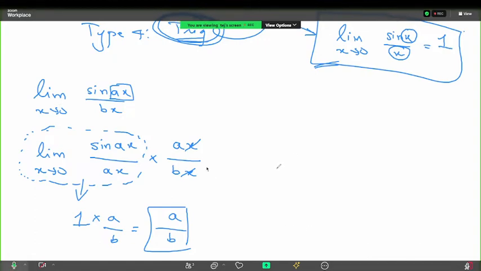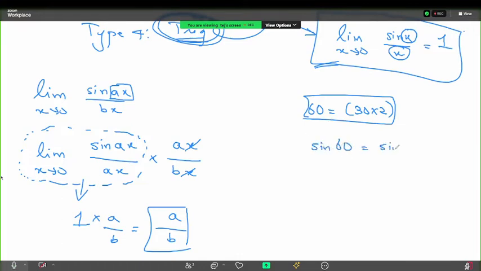Question, sin ax by bx, no? Can't you group sin x by x and a by b differently and change sin x? Okay, one second, wait. Is this correct? Sin 60, sin 30 into 2. Correct? Fine. Now, can I write sin 30 into 2 as 2 into sin 30? You can. I'm asking you. No, why? Because 30 into 2 is sin 60. Hey, mental angle. This is an angle.